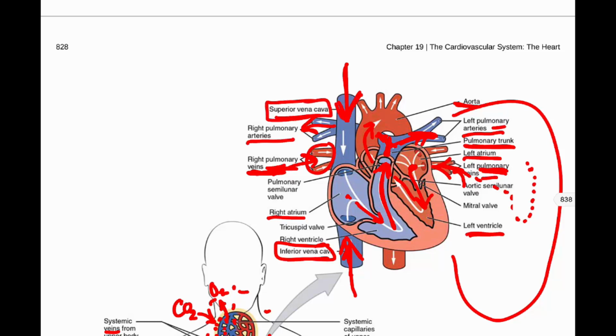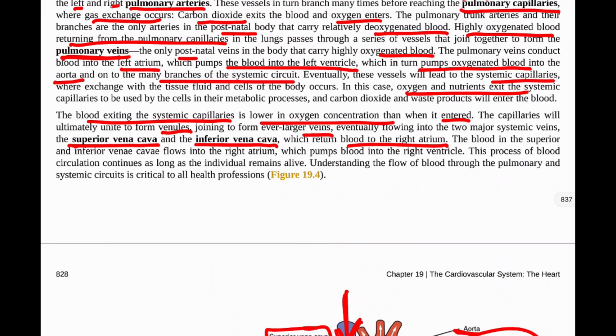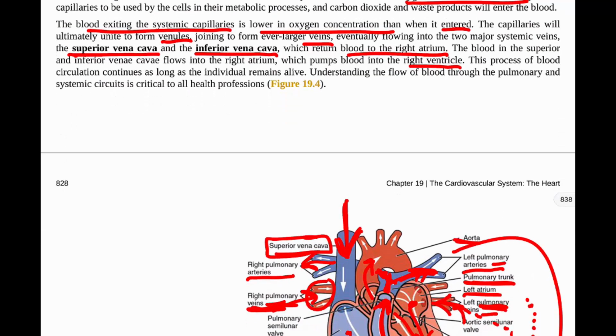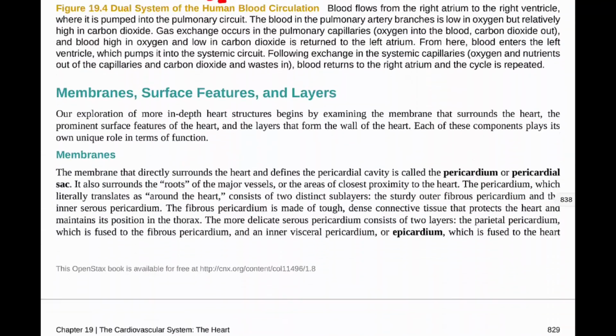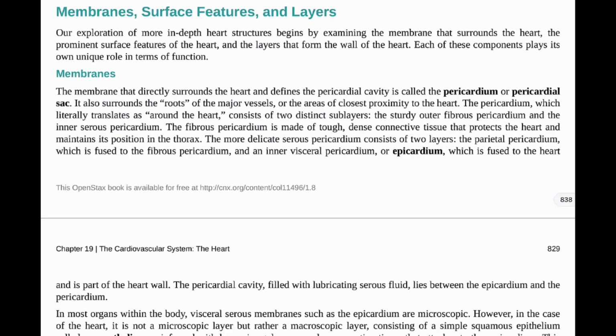All right, then that will pump blood into our right ventricle, and then this continues going over and over and over again as long as a person is alive. All right, so let's talk a little bit more about the heart specifically, and then we'll look more at the circulation as well in the next couple sections.